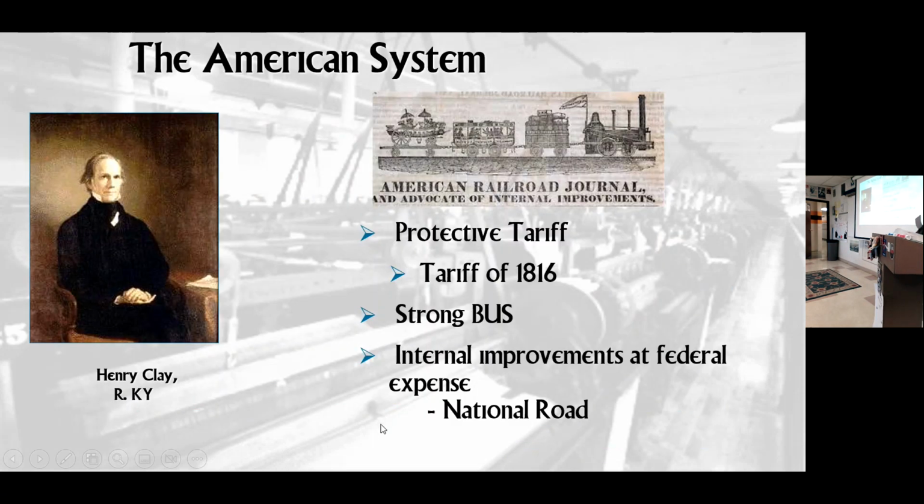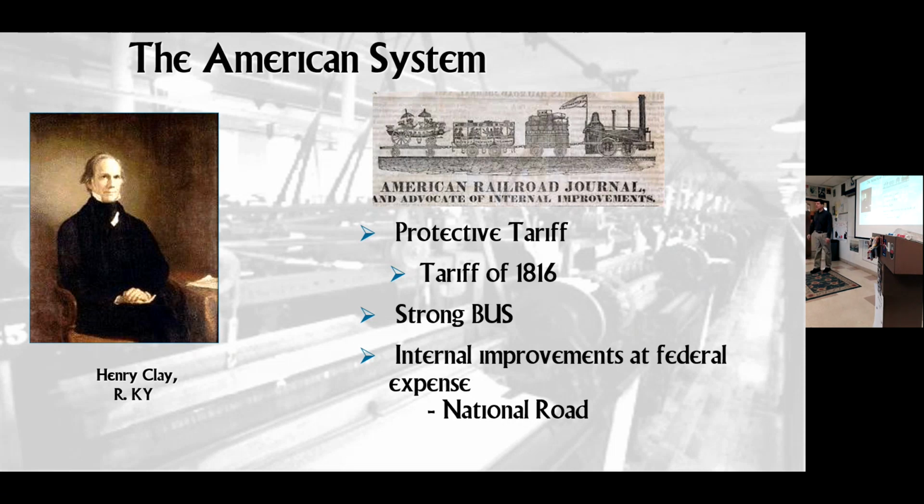So Henry Clay, a Republican from Kentucky, came up with an economic plan called the American System. And this is a national economic plan, or what we would call, if you're in economics, macroeconomics for the whole country. Micro is like one market, whatever the market might be. You know, the car market, or the oil market, or the frozen concentrated orange juice market. That's micro. Macro is a national economy.